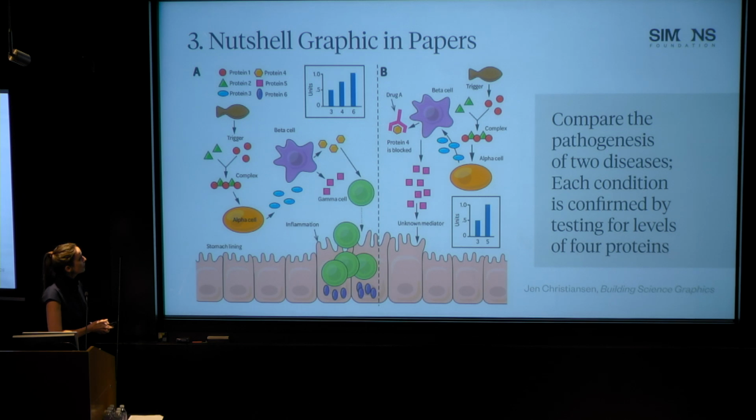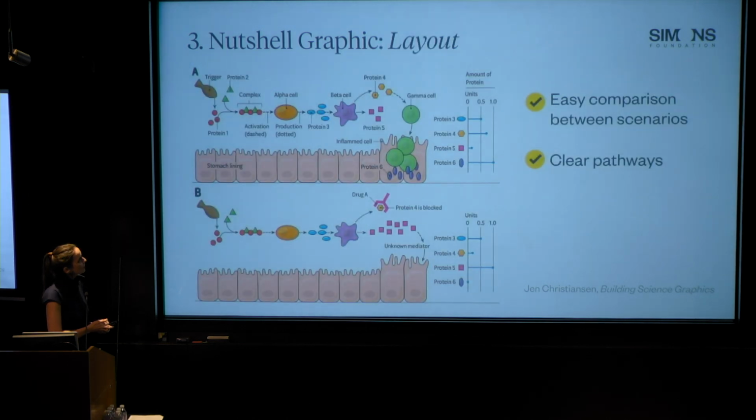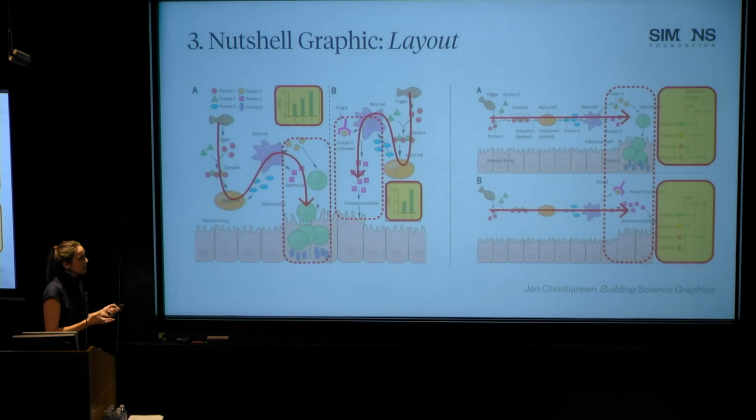But what if we did something like this? Change the layout. Now we can see there's two distinct pathways. We can compare the differences between them. We can, most importantly, compare the differences in the levels of proteins, which is the take-home message of the graphic. It's exactly the same information.